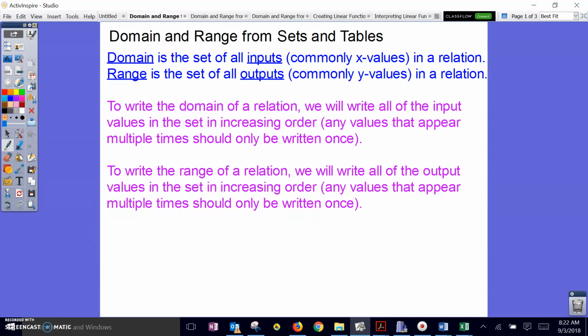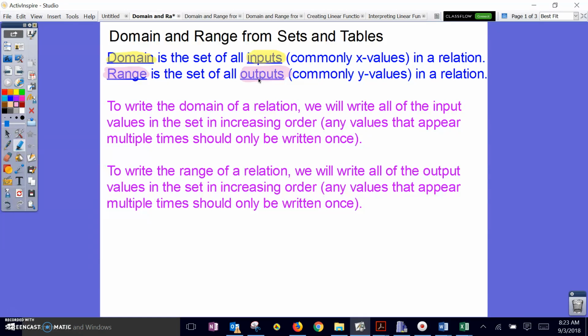Alright, in this video we're going to look at how we find and write domain and range when we have a relation that's represented as a set or a table. First thing we need to do, just a quick refresher, domain is the set of all inputs, which typically, if we represent our relation as x and y, those are our x values in the relation. Range is the set of the outputs. Again, if we represent our relation as x's and y's, these are typically our y values in the relation.